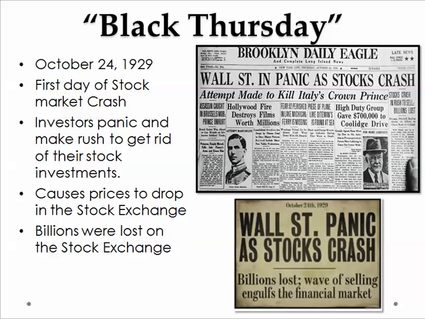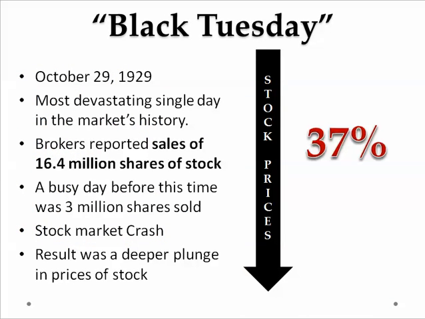Billions are lost. And then we go to a day we refer to as Black Tuesday, which is the next week, I think, October 29th, 1929. Stock prices are going to drop 37%. Stockbrokers reported sales of 16.4 million shares of stock. A busy day before this would have been 3 million shares sold. So the stock market is beginning to crash on this day, Black Tuesday, and the result will be deeper and deeper plunges in stock prices after this.